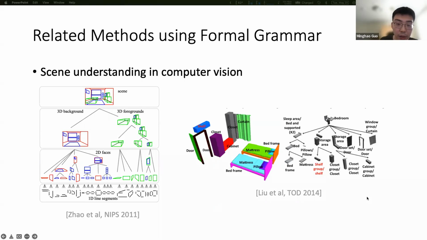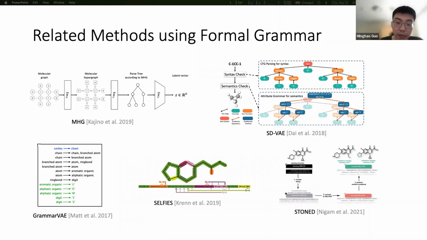Another related field is computer vision, where people use grammars to understand the scene, which could be 2D scene images or 3D models. The grammar here serves as both a generative model and a structured way for us to parse the scene composition, and further helps the understanding. And even in the field of chemistry, there are several recent works using formal grammar in the context of molecular generation.